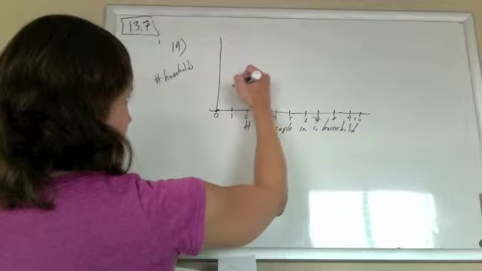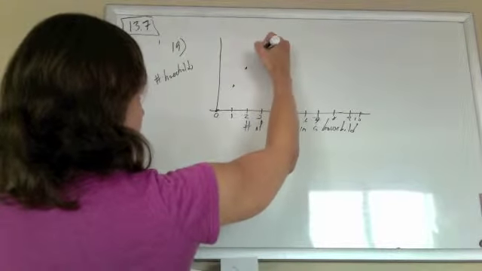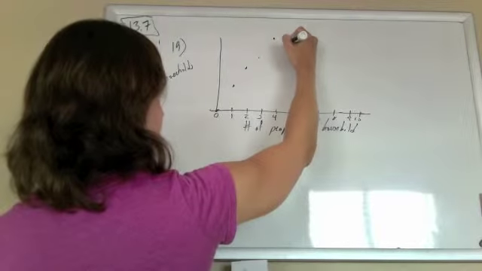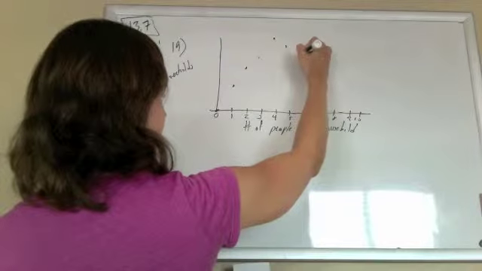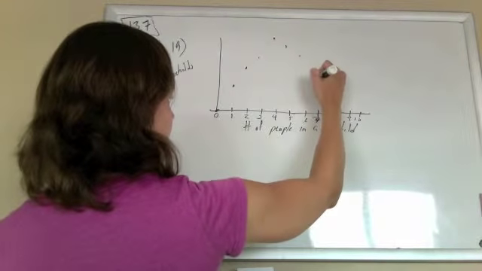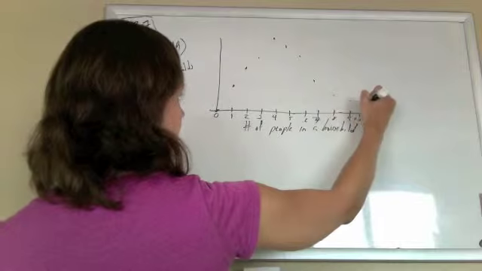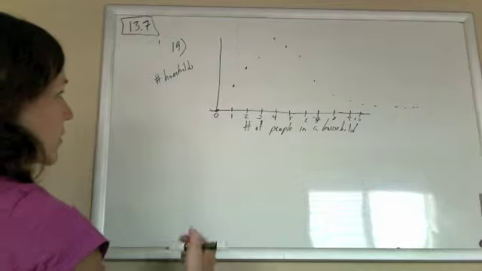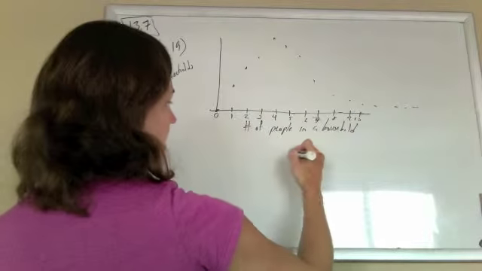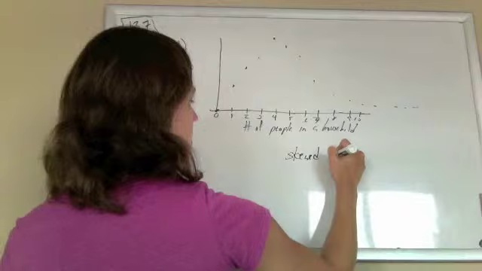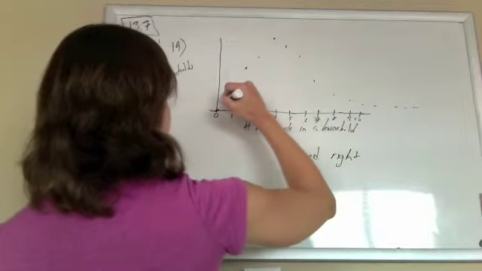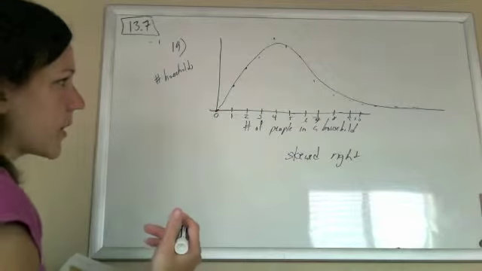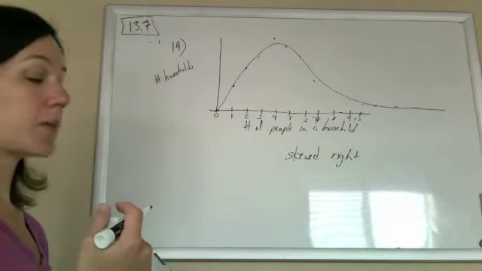Maybe you've got some single people, some couples, single parents, probably common here, but then it probably starts to go down a little bit. Not many households with 5, not many with 6. It probably takes a sharp turn at 7 and kind of levels off after that. Not many households with 12 people. So they describe this as skewed to the right because the tail is to the right. That's how they describe it.